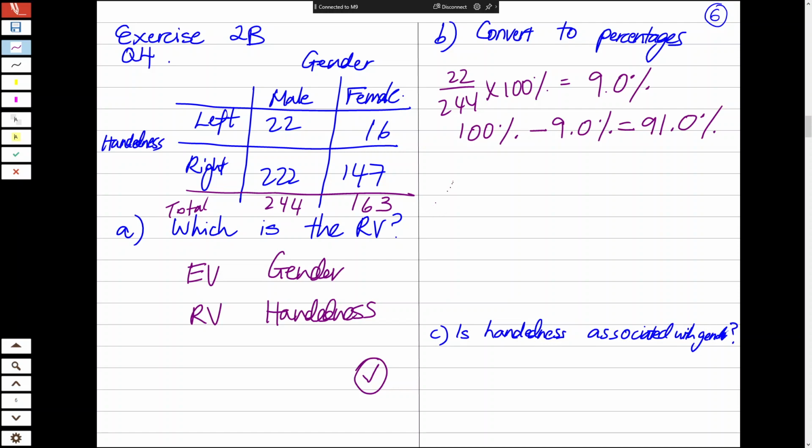Alright. Let's go again. 16 divided by 163 times 100%.